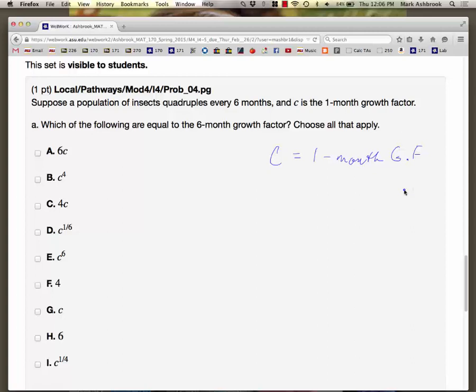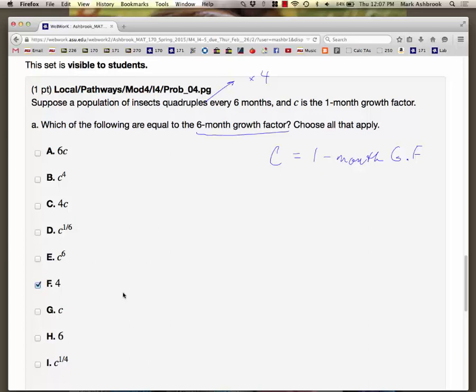And we're quadrupling every 6 months. So now, which of the following are equivalent or equal to the 6 month growth factor? First of all, we're quadrupling every 6 months. What does quadrupling mean? Times 4, right? So every 6 months, the population is times 4. Well, that's exactly what the 6 month growth factor is. It would mean that you'd multiply by 4 every 6 months. That's our meaning for a 6 month growth factor. So certainly 4 is one of the answers. Multiply by 4 every 6 months.